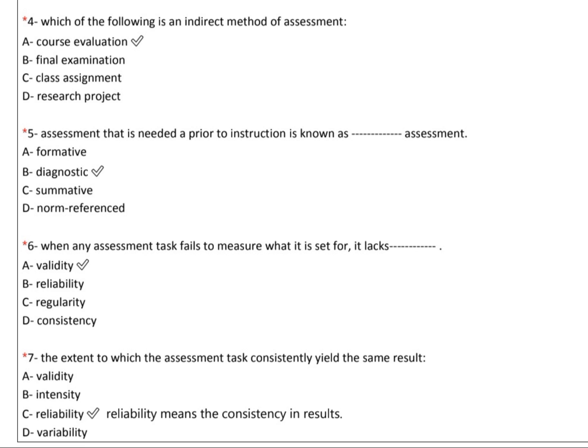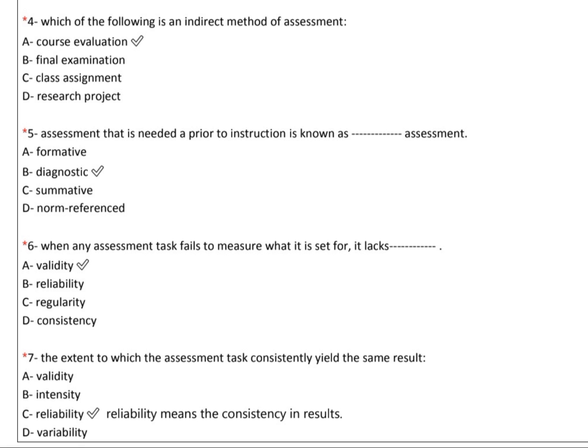6. When any assessment task fails to measure what it is set for, it lacks: A. Validity. B. Reliability. C. Regularity. D. Consistency. 7. The extent to which the assessment task consistently yields the same result: A. Validity. B. Intensity. C. Reliability.